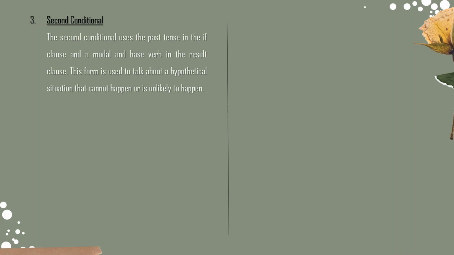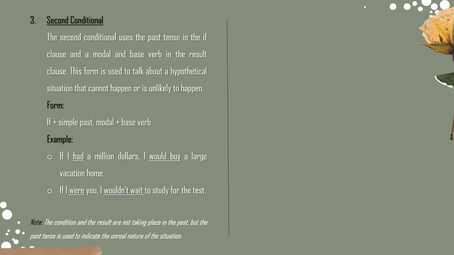So now let's continue to the second conditional. The second conditional uses the past tense in the if clause and a modal and base verb in the result clause. This one is used to talk about hypothetical situations that cannot happen or are unlikely to happen. And this is the formula: if plus simple past, comma, modal plus base verb. For the example, if I had $1 million, I would buy a large vacation home. For the second example, if I were you, I wouldn't wait to study for the test.